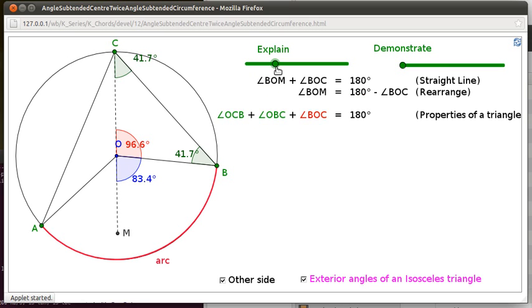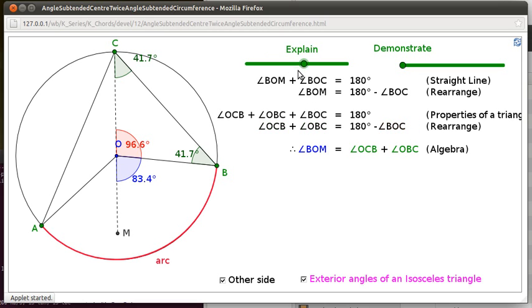And then we're going to look at this triangle, and we're going to say that this green angle and this green angle plus this red angle add up to 180, because that's the property of a triangle. And then we're going to do some algebra on that. And then we can say that, looking at this equation up here, BOM is equal to that. And we see that written down there, so instead of writing that, we can write that, which is what we do next.